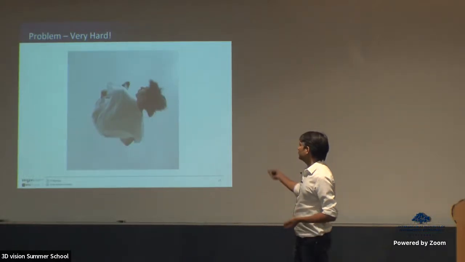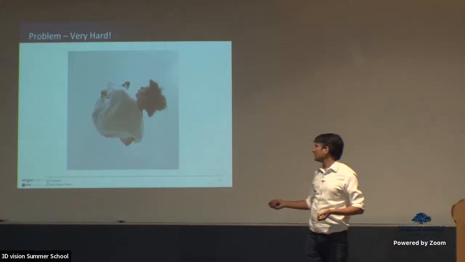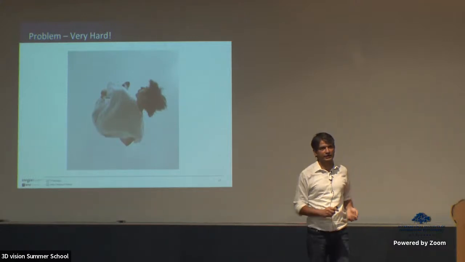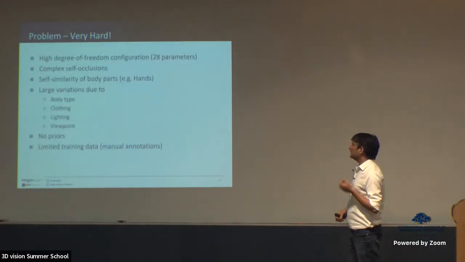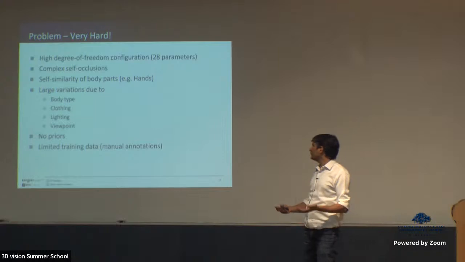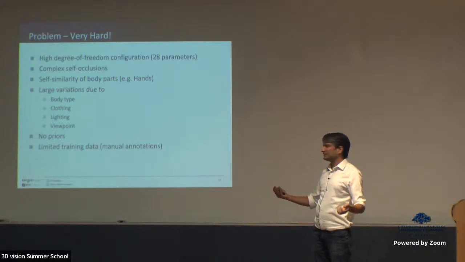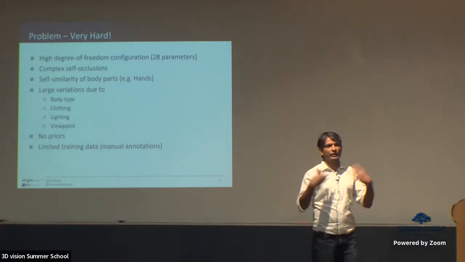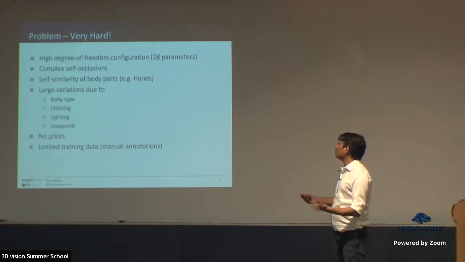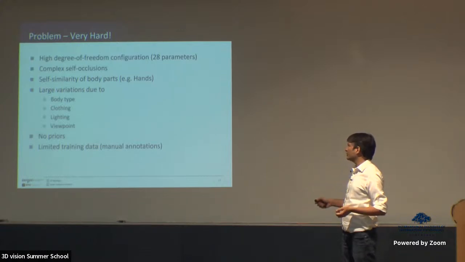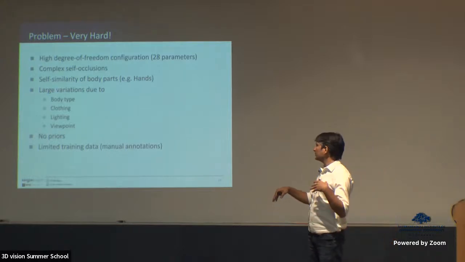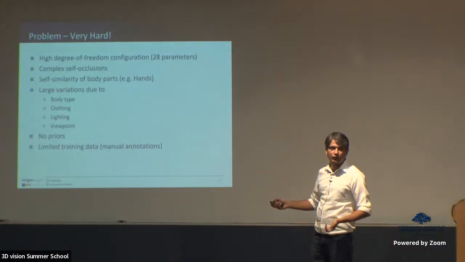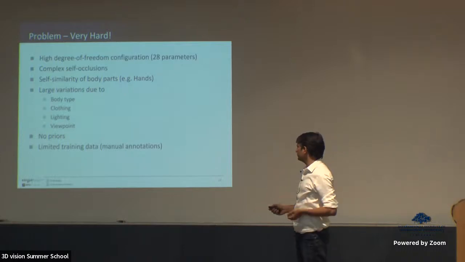For example, even for a human, it is very hard to say with 100% confidence where his right knee joint is, right? So why is it hard? It's hard because the human body is a high degree of freedom configuration model. For example, if you have 14 joints, you have 28 parameters, and you need to find correct values for all of them. Because it's such an articulated structure, it can lead to complex self-occlusions, like you saw in the previous image. Also, self-similarity of body parts.